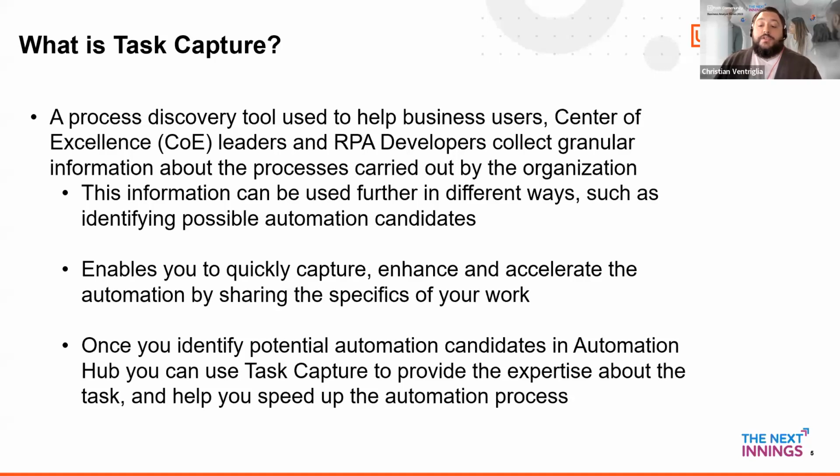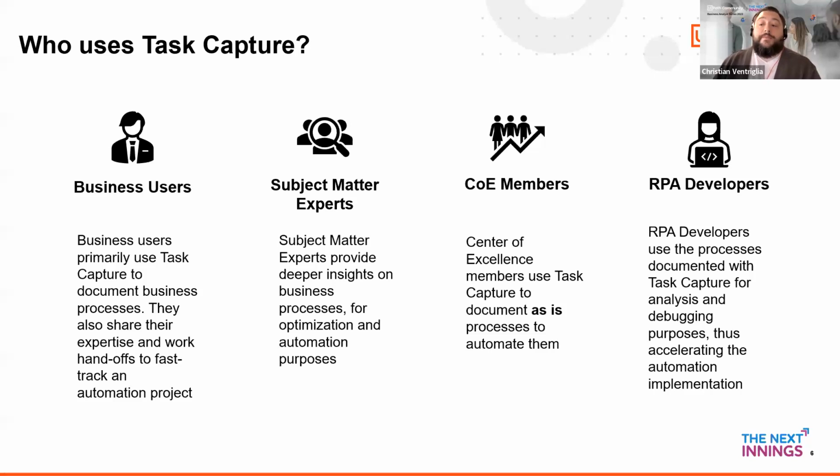Normally Task Capture is used to document the as-is process so that RPA developers can then take the output from Task Capture and work on building the automated process. Typically, once you identify a potential automation candidate within Automation Hub, you would then use Task Capture to provide the expertise about the particular task and help you speed up the automation process. There are a number of different users that use Task Capture and they collaborate with one another to generate the output.